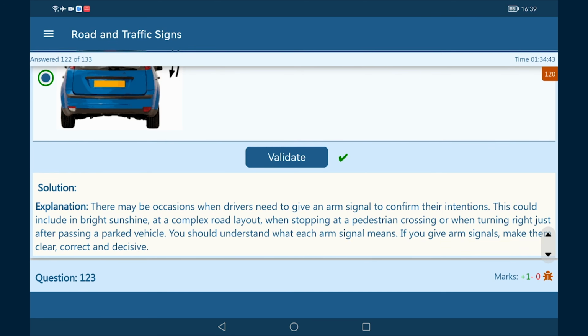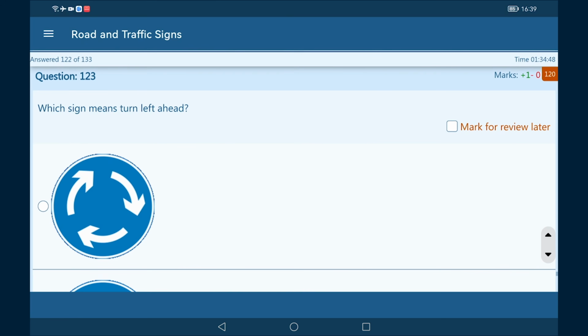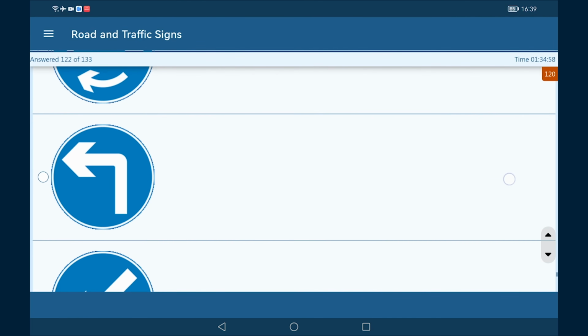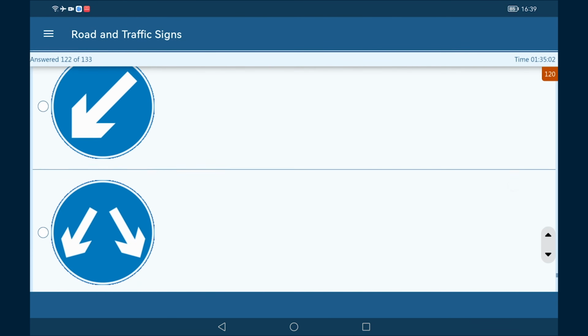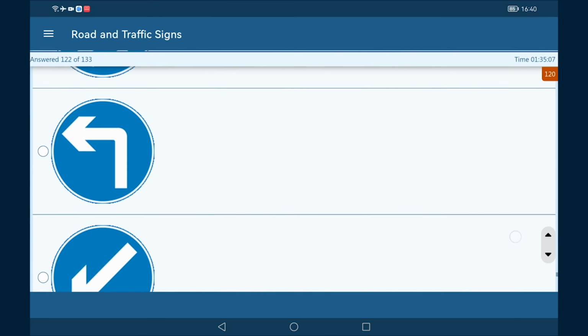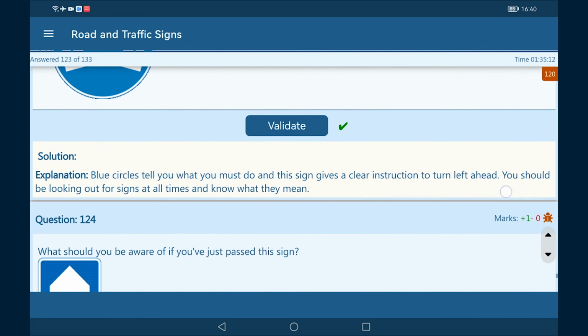Question 123. Which sign means turn left ahead? Option 1. Image. Option 2. Image. Option 3. Image. Option 4. Image. The correct answer is option 2. Explanation. Blue circles tell you what you must do, and this sign gives a clear instruction to turn left ahead. You should be looking out for signs at all times and know what they mean.